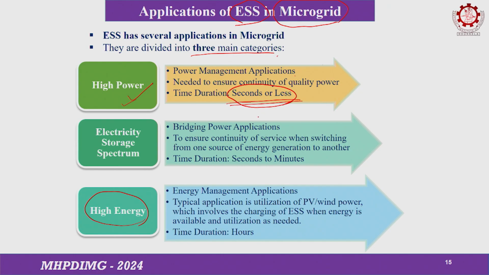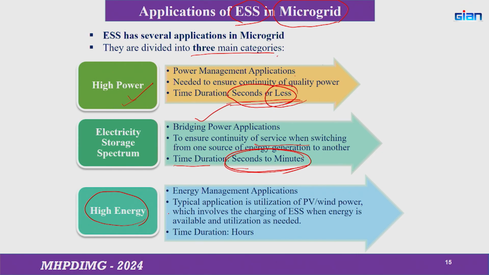When there is a switching between two sources, the storage gives a backup. This is the bridging power application, when there is a switching from one source to the other. At that time this energy storage provides a backup, and the duration is between seconds to minutes. You can see the first one gives backup for a very short time, whereas the second application, when there is a switching, gives backup from seconds to minutes.